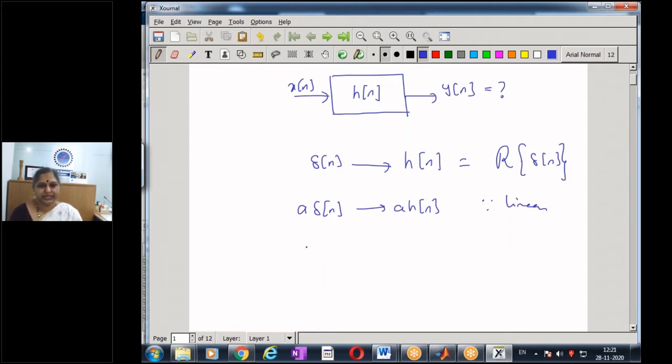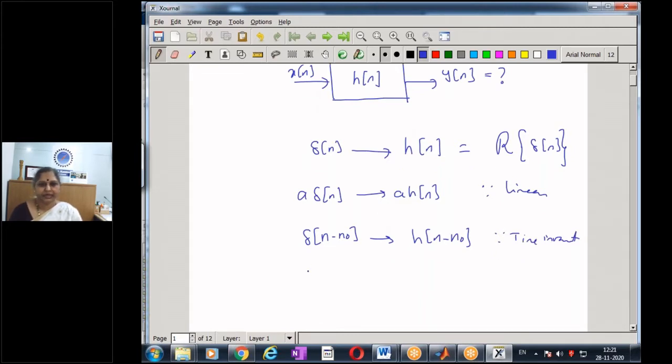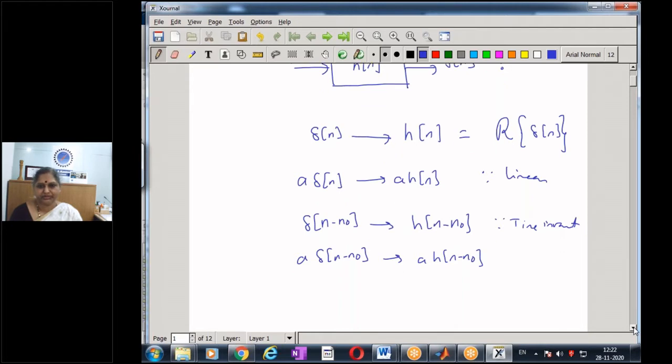And because the system is time invariant, if I give a delayed input, delta[n minus n0], my output is going to be h[n minus n0], because the system is time invariant. Combining both, a times delta[n minus n0] will result in the output of the system being a times h[n minus n0]. These are the properties of the system because it's a linear time invariant system.